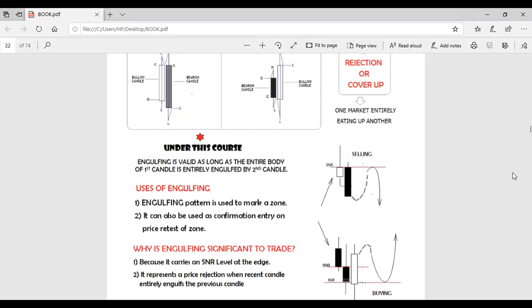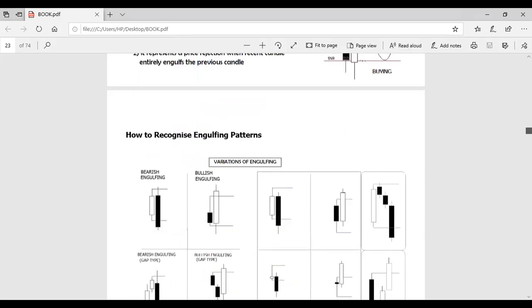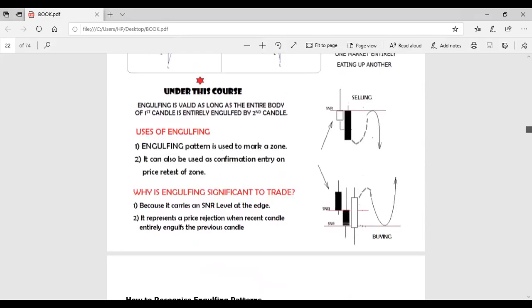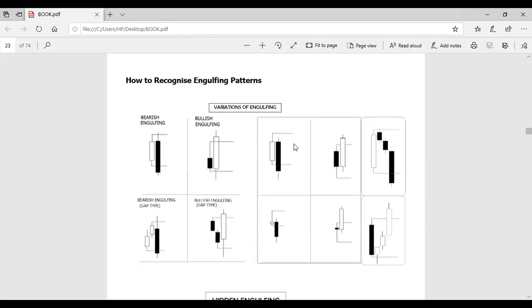So engulfing, I told you, is valid as long as the entire body of the first candle is entirely engulfed by the second candle. So don't be carried away by wrong perceptions that we only have a single candlestick that represents engulfing. No, if you have them in 3 or 4, more than 4, it's still engulfing. So these are the patterns. When you see these varieties of engulfings, you take note. It's still the same thing.